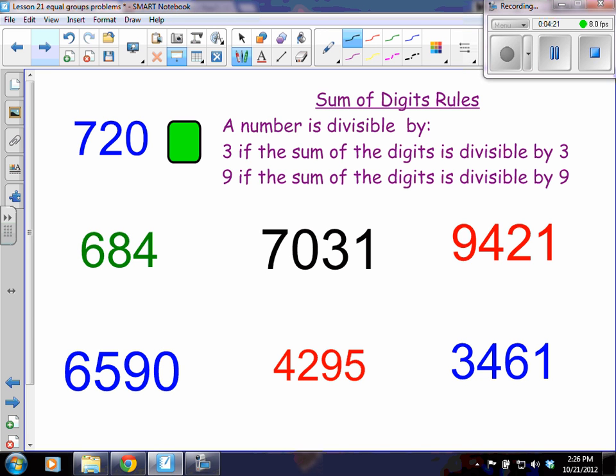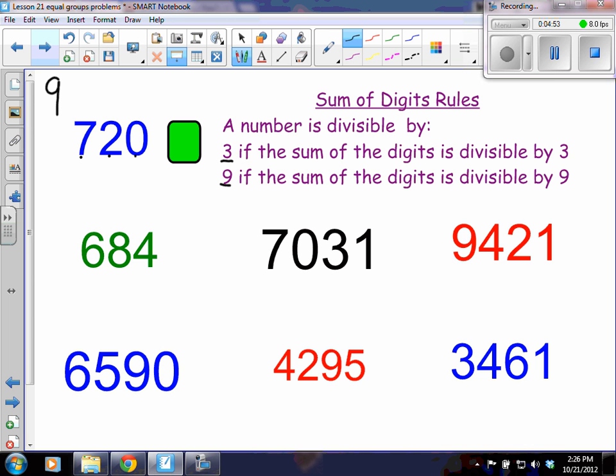All right? It's important not to confuse this rule with our previous rule, the last digit rule. We're no longer looking at just the last digit to see if it's divisible by 3 or by 9. Instead, we're going to talk about the sum of the digits. So, for example, if we have 720, I'm going to take 7 plus 2, which gives me 9, plus 0. So my total here is 9 for the sum of the digits.